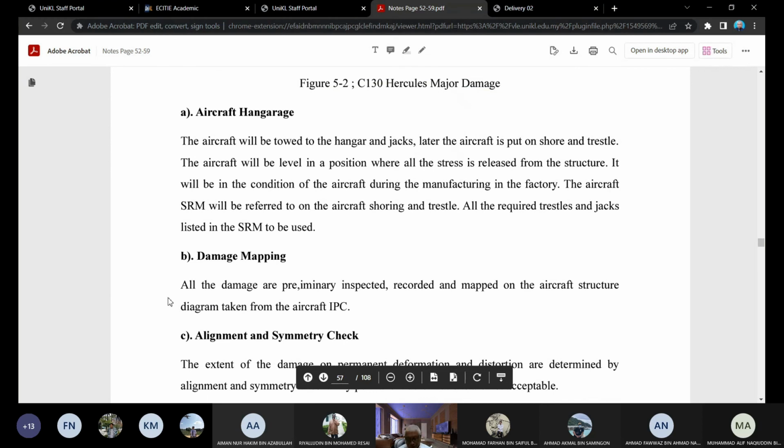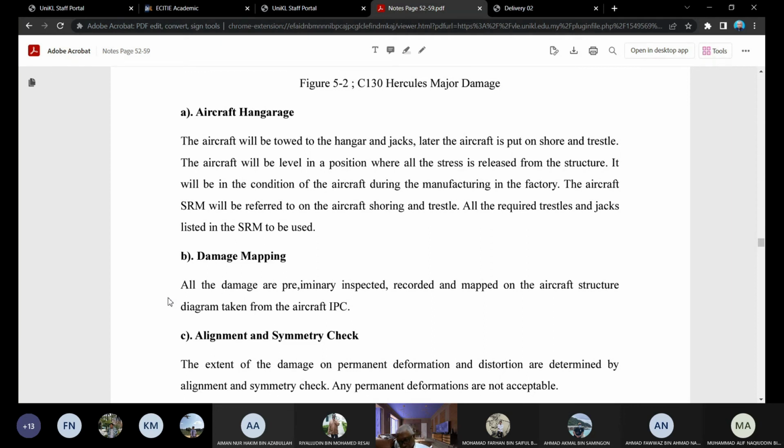After that, you do damage mapping. It's a very simple exercise. You just go to the IPC and make copies of the IPC. You walk through the aircraft, and when you see any part of the aircraft damaged, you just highlight the damage and what the damage is. That we call damage mapping.